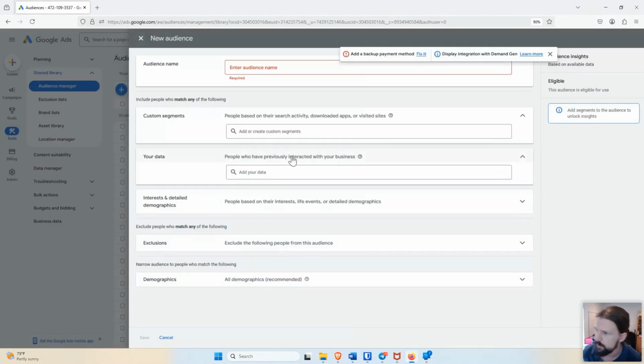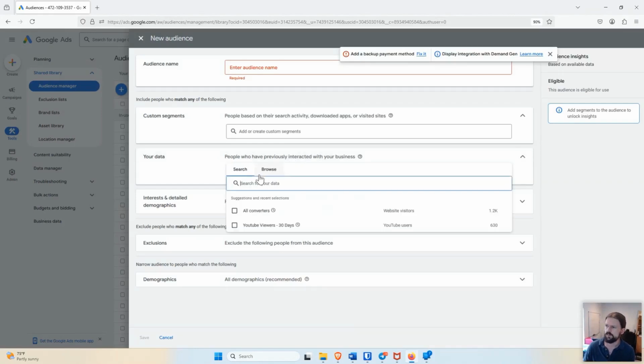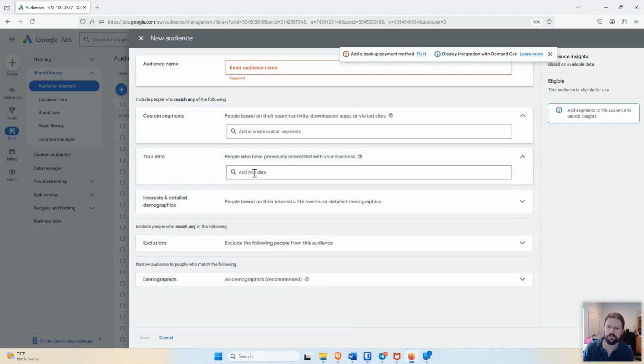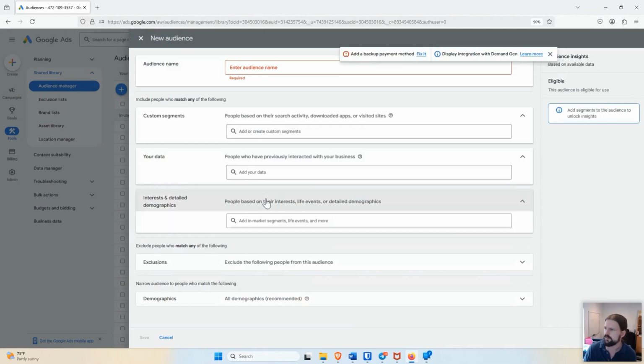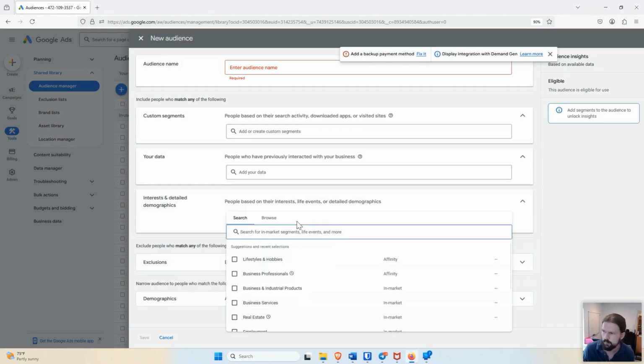Now, if you don't want to do a custom segment, well, this is your data. This is what we talked about earlier, the remarketing list or retargeting, targeting people that have already interacted with your business. They've watched your YouTube or they've gone to your website or whatever. You would put that there. Now we also have interests and detailed demographics. These are pretty cool. I always like to start with these and just see what YouTube gives me to work with.